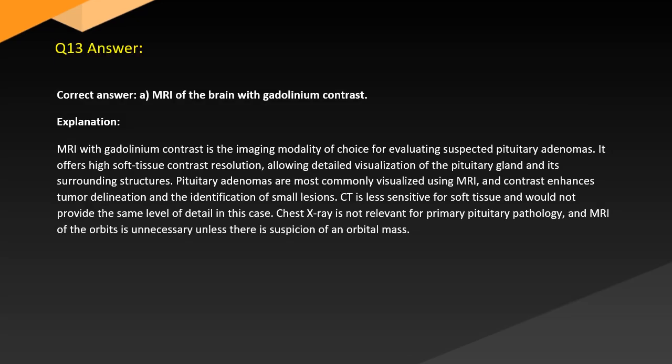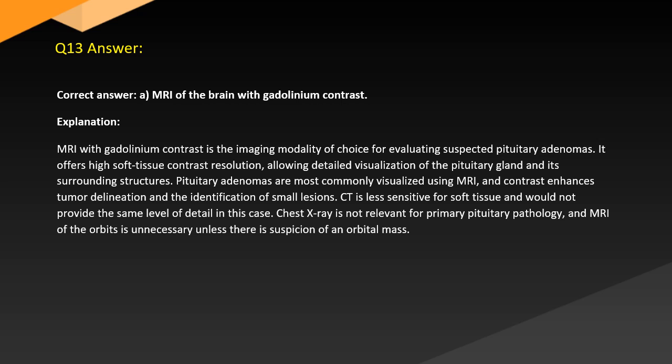Answer. Correct answer A. MRI of the brain with gadolinium contrast. Explanation. MRI with gadolinium contrast is the imaging modality of choice for evaluating suspected pituitary adenomas. It offers high soft tissue contrast resolution, allowing detailed visualization of the pituitary gland and its surrounding structures. Pituitary adenomas are most commonly visualized using MRI and contrast, which enhances tumor delineation and identification of small lesions.